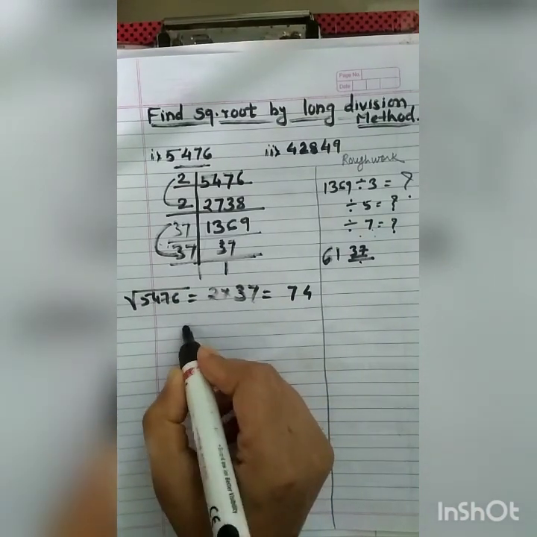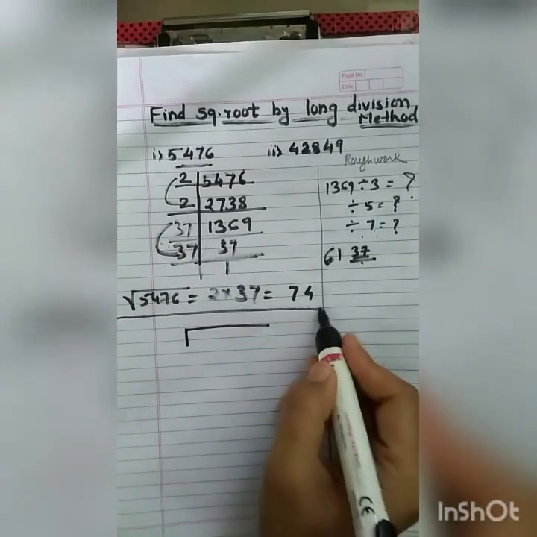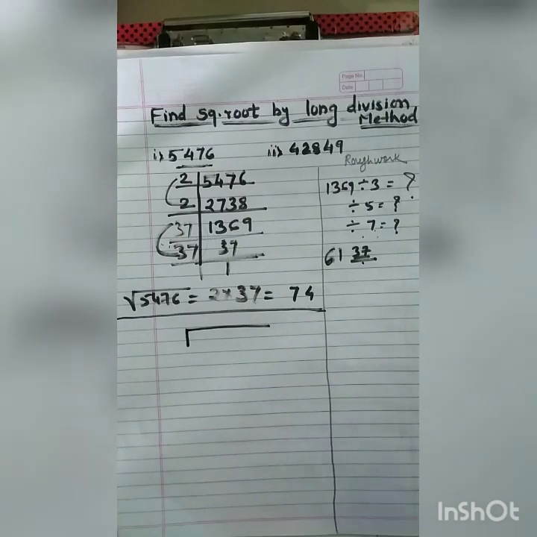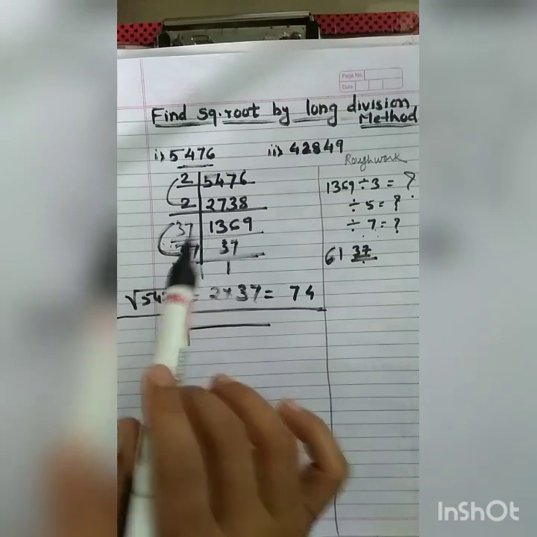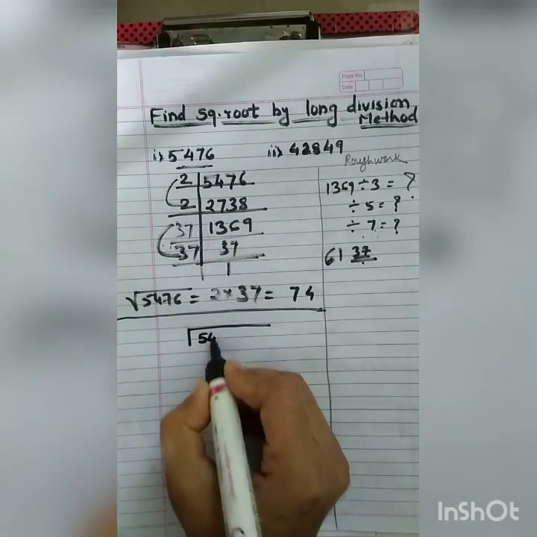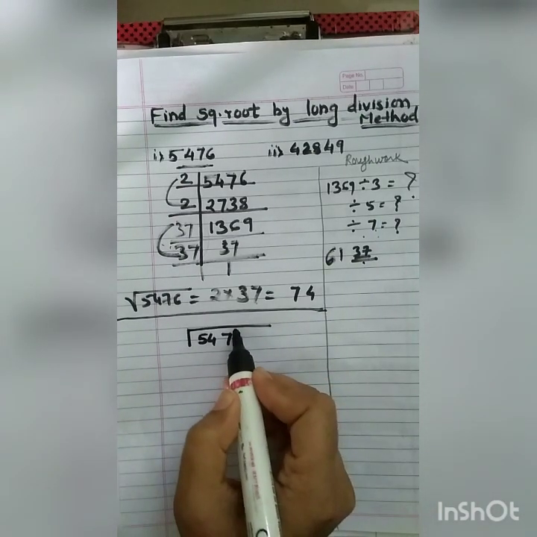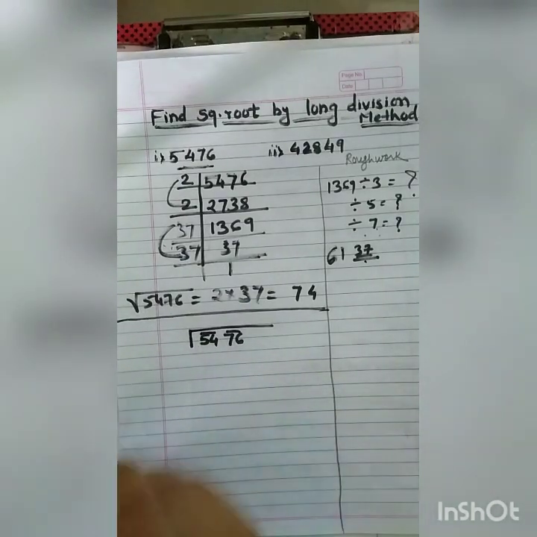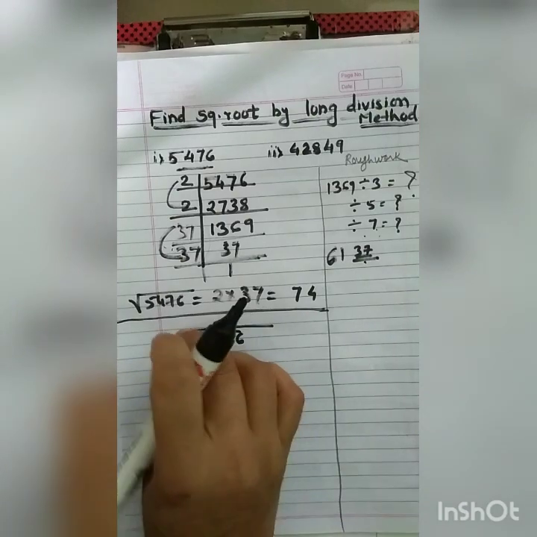In the long division method, first we have to pair the numbers, because when we are finding the square root, we know that we have to pair the prime factors: 2, 2, 1, 2, 37, 37. So we have to pair the numbers from the unit place forward. 6 and 7 will be a paired number, 4 and 5 will be a paired number. So we have to pair from last to first.